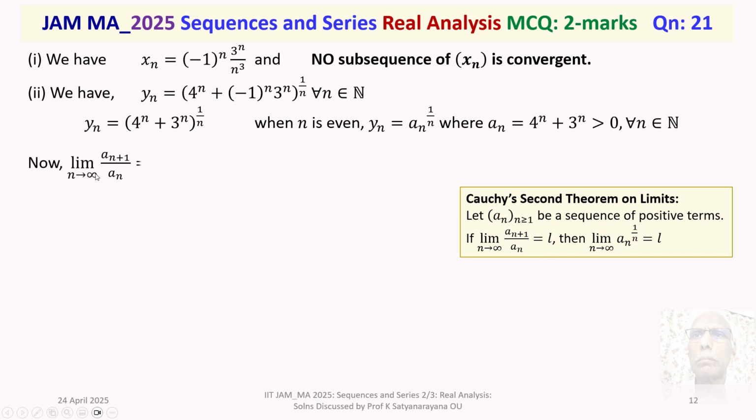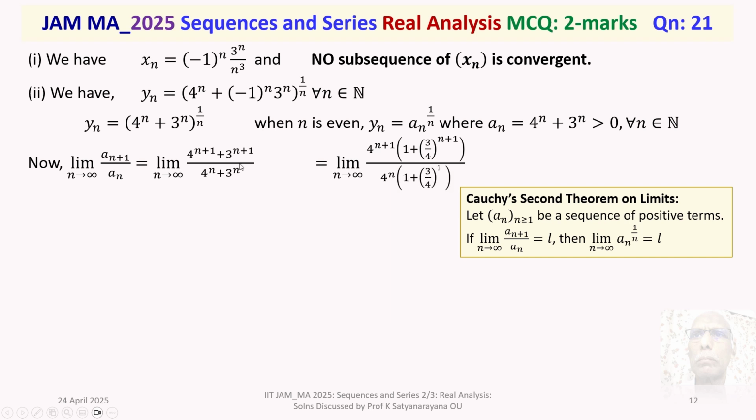Now, the limit as n tends to infinity of a(n+1)/an is the limit of (4^(n+1) + 3^(n+1))/(4^n + 3^n). This is all when n is even. In the numerator, take 4^(n+1) common. In the denominator, take 4^n common. Then 4^(n+1)/4^n is 4. So 4 times the limit of (1 + (3/4)^(n+1))/(1 + (3/4)^n).